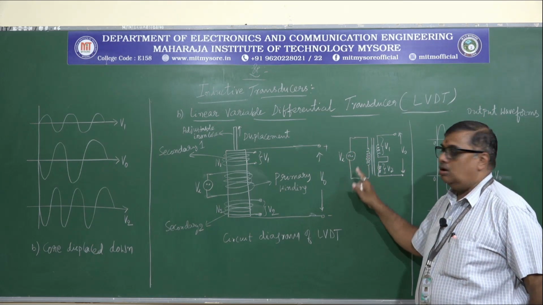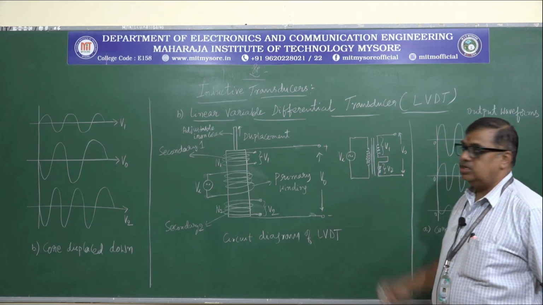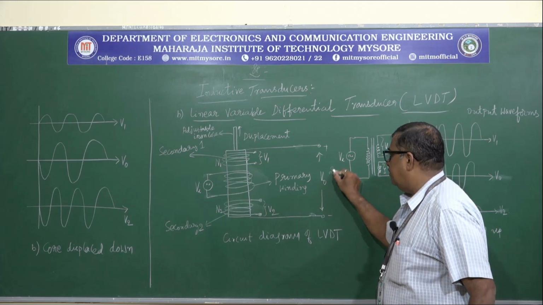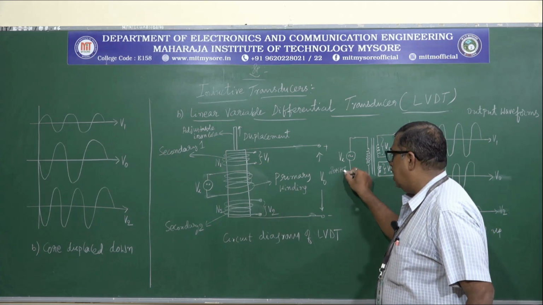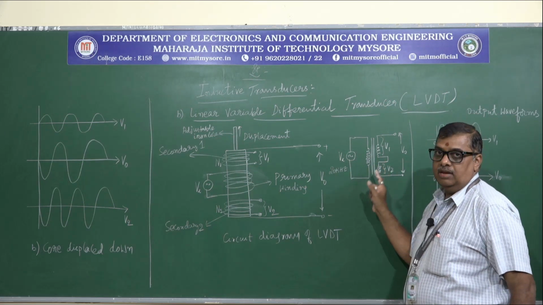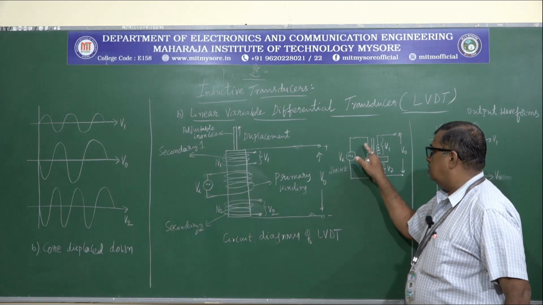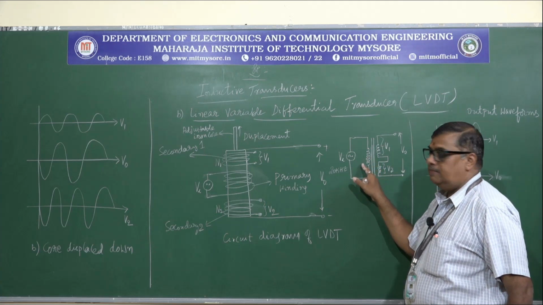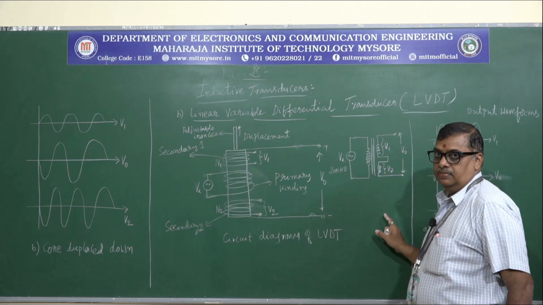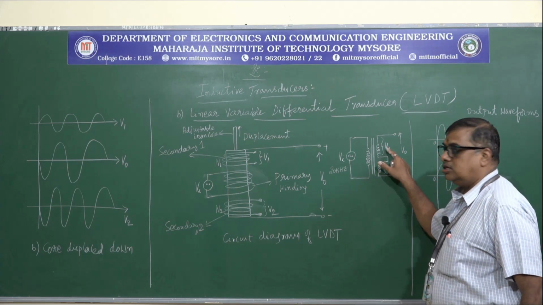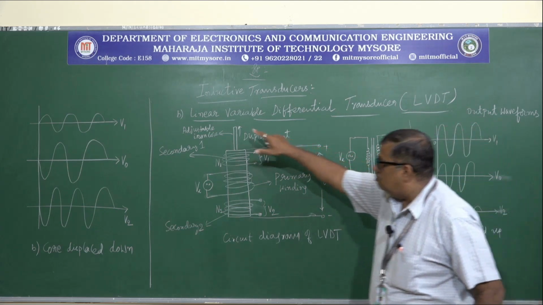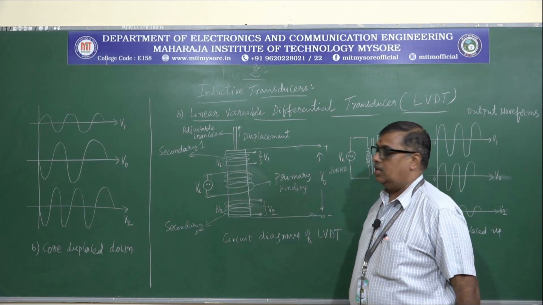Here the frequency of this voltage source is not 50 Hertz, it is a very high frequency of the order of 20 kilohertz. So we use a high frequency source to excite the primary winding, and whenever the primary winding is excited, flux is introduced between the secondary windings, and the voltage across these secondary windings depends on the movement of the core inside.